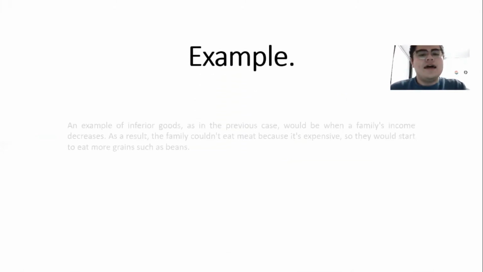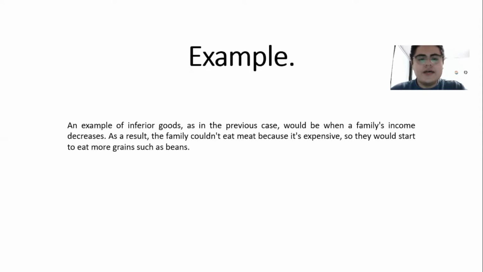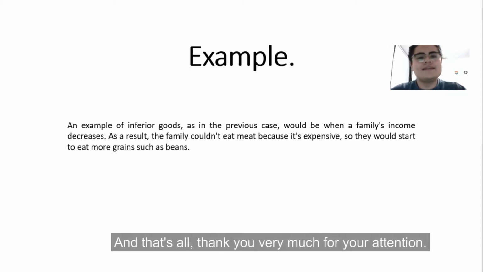Finally, an example of inferior goods, as in the previous case, will be when a family's income decreases. As a result, the family couldn't eat meat because it's expensive, so they will start to eat more grains, such as beans. And that is all.